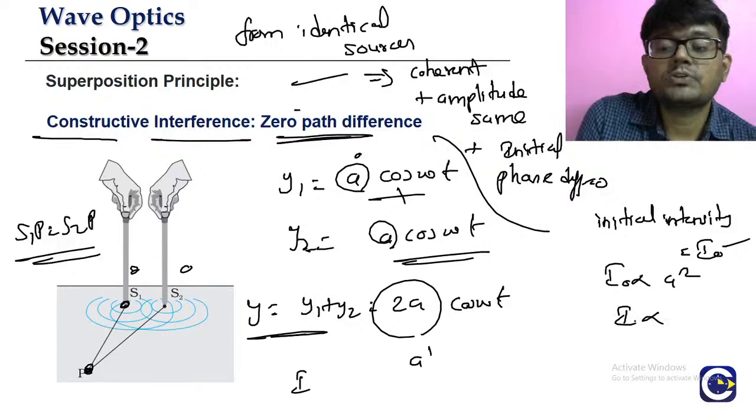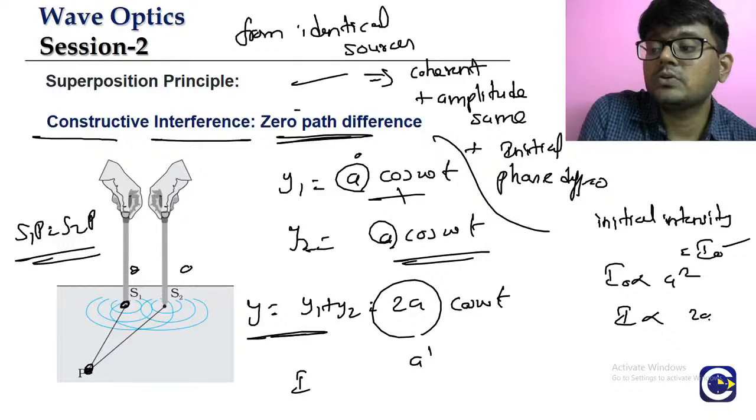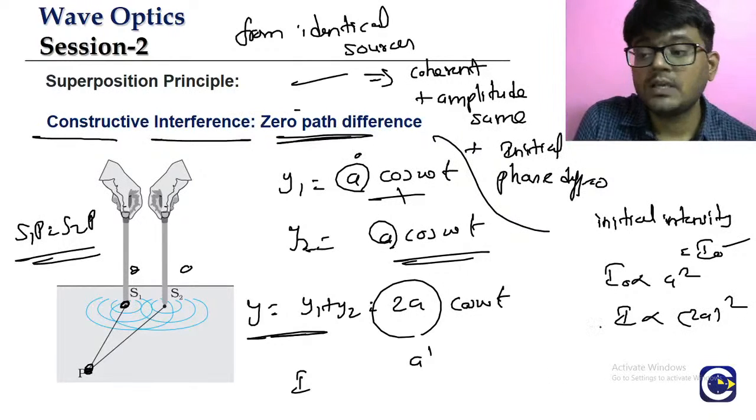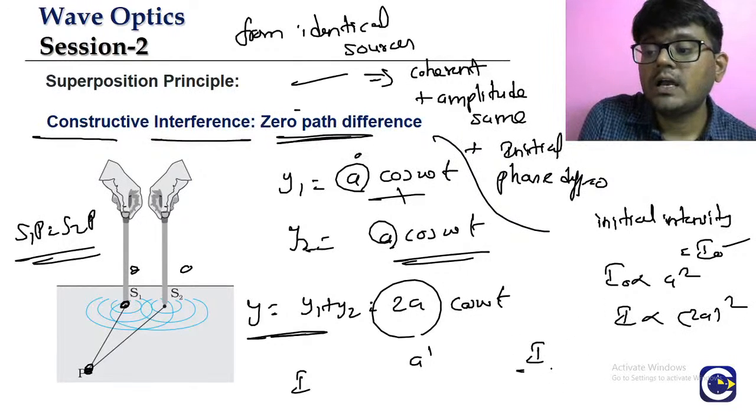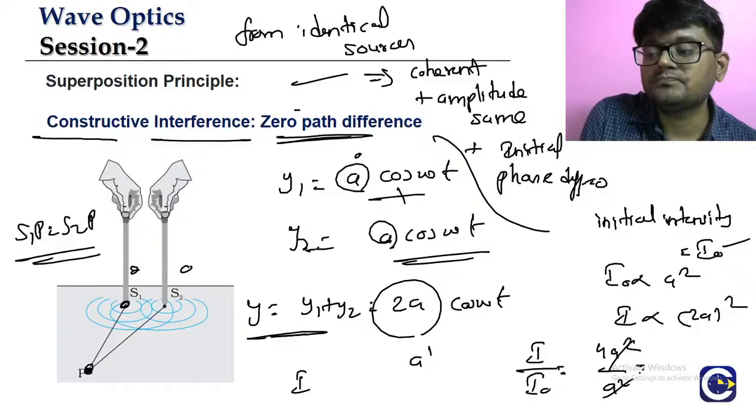I will be proportional to what? Here what is the amplitude? 2A, so 2A the square. Take a ratio, what we'll have? I by I naught is equal to what? 4A square by A square, that is 4. Which means I is equal to 4 times I naught.